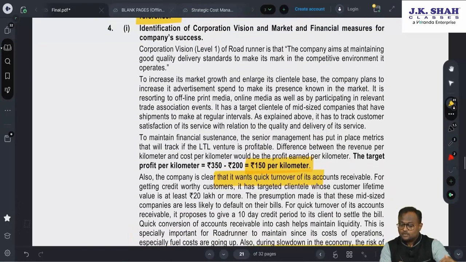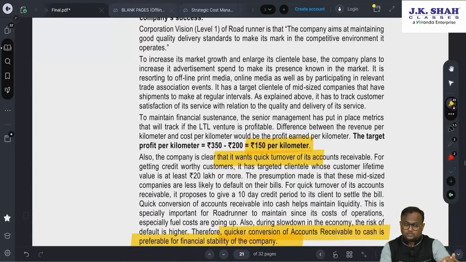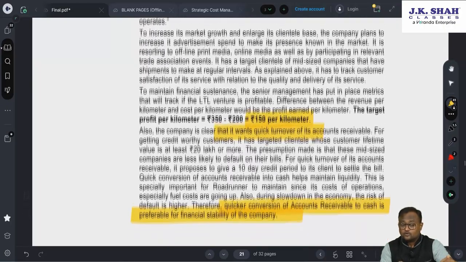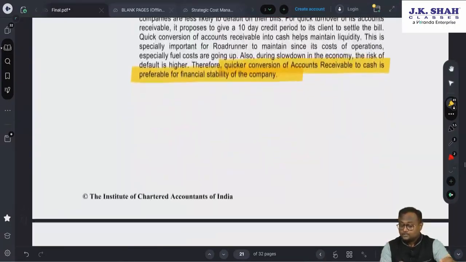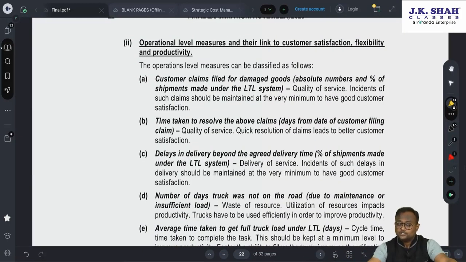And as far as other things are concerned, you are already focusing on the quality and the delivery and the dispatch. So customer satisfaction is taken care of. This is about financial stability. So the recovery period should be taken care of. Second part of the question is operational level measures to link the customer satisfaction and flexibility.